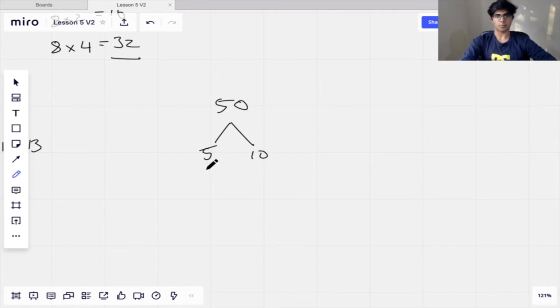We know 5 is a prime number, so we can't factorize that further unless we write 1 and 5, and there's no point in writing that. And then we've got 10. So 10 goes into 5 and 2. And there you go. 50 is a product of its prime numbers, and that's what prime factorization is. You take a big number like this and break it down into its factors, which are all prime numbers. And this can always work. There's never a case where this doesn't work because of the unique factorization theorem.